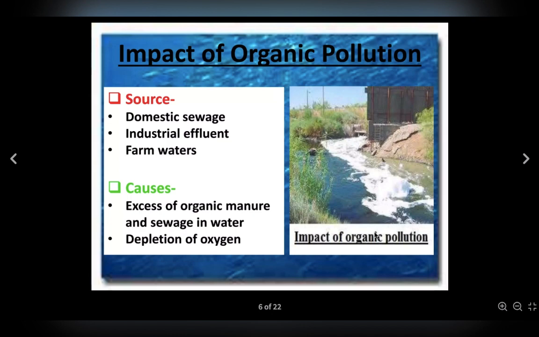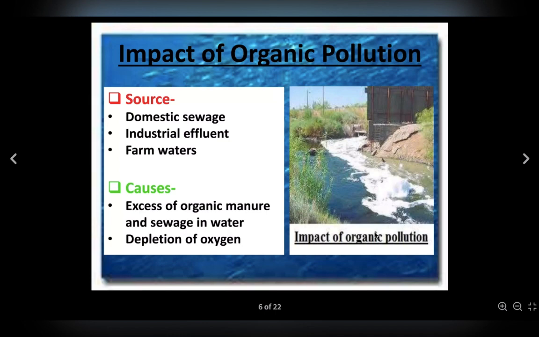Another source of organic pollution in the water is the industrial effluents. In the industry, they release a lot of chemicals and dump them in the water. Then the farm waste also, all the things we use in the farm, we dump them in the river. So all these are the sources of organic pollution in the water. Then the cause: it causes excess of organic manure. The manure in the river will be too much because you release so many things that cause manure, and the sewage in the water. Then what will happen?